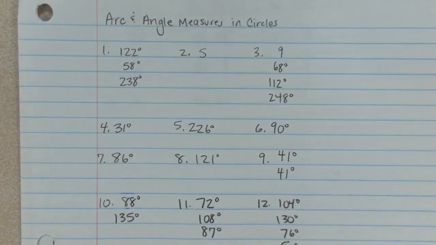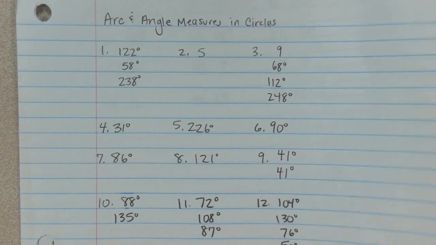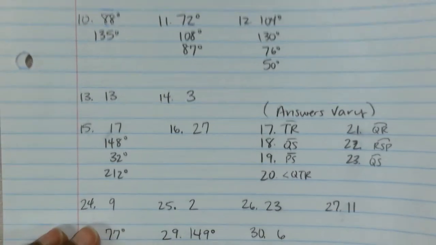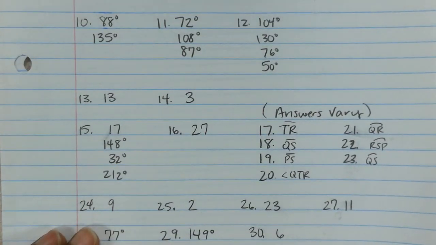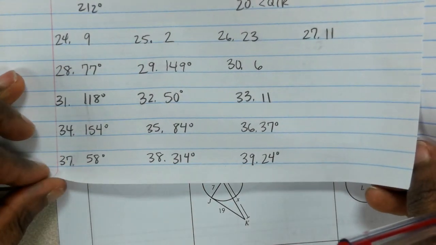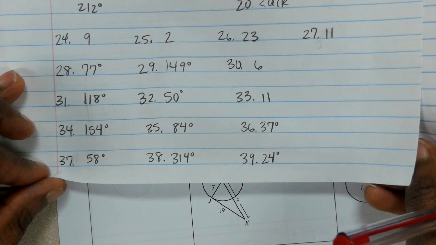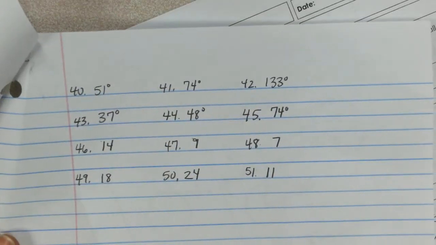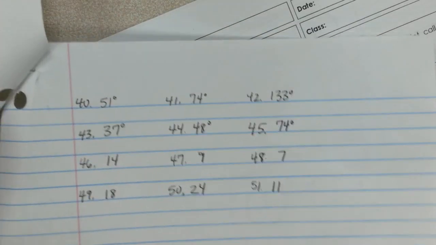Okay, so these are the answers for the first 9, for 10 through 27, and then 28 through 39, and then 40 through 51.